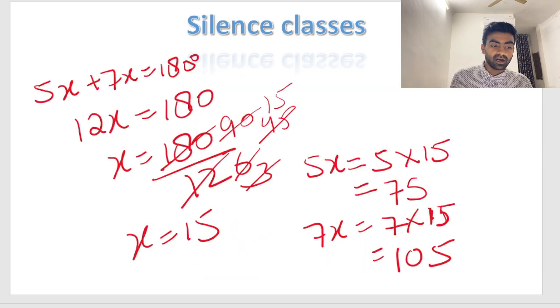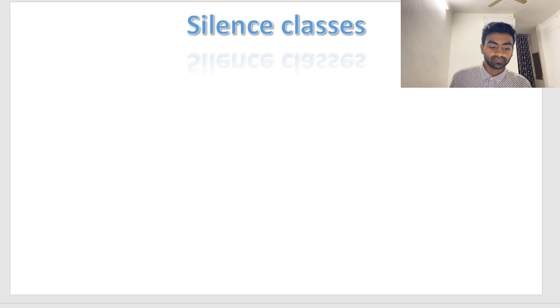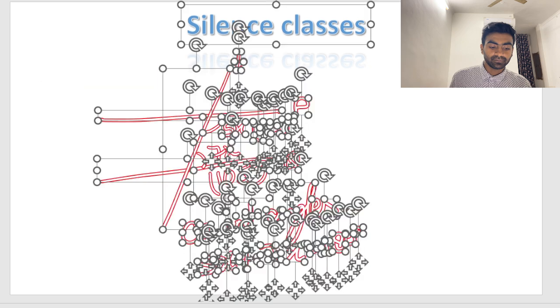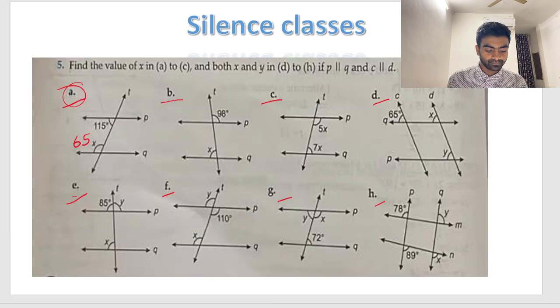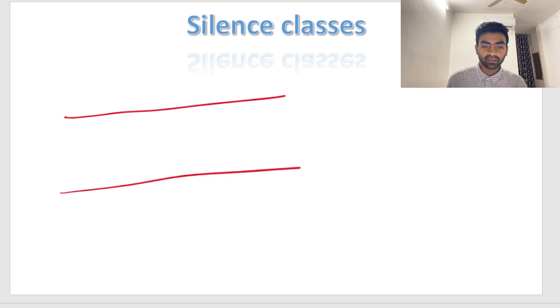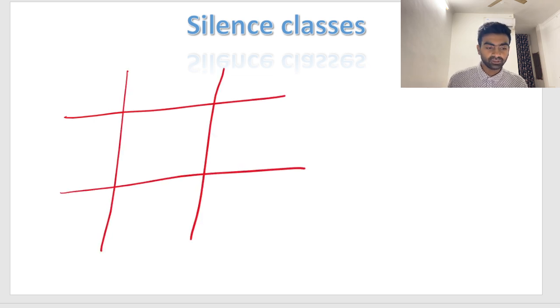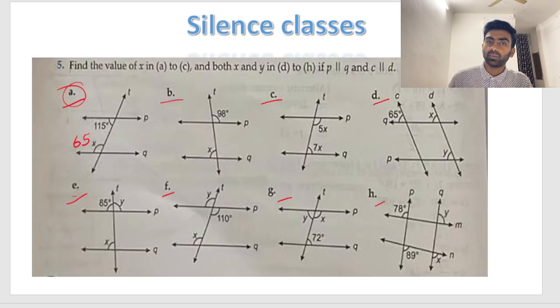Okay, now let's do the next question. In this, we have to find the value of x and y both. So let's draw the diagram. We will draw the diagram like this. The transversals are like this and this. Otherwise, you will get confused.